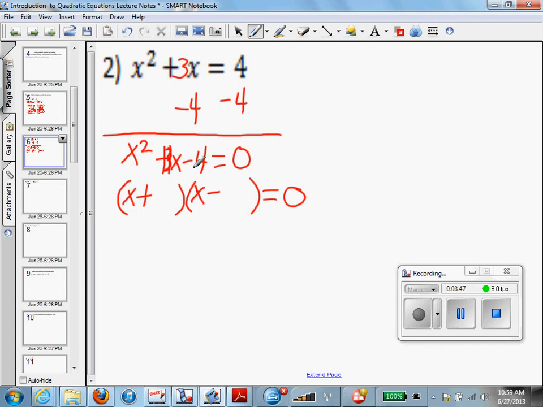That would be 4 and 1, and one of them has to be positive and one has to be negative. The sign of b is positive, so that means the larger has to be positive. So it's going to be a positive 4 and a negative 1. To break these pieces apart, we have x plus 4 equals 0, and x minus 1 equals 0.